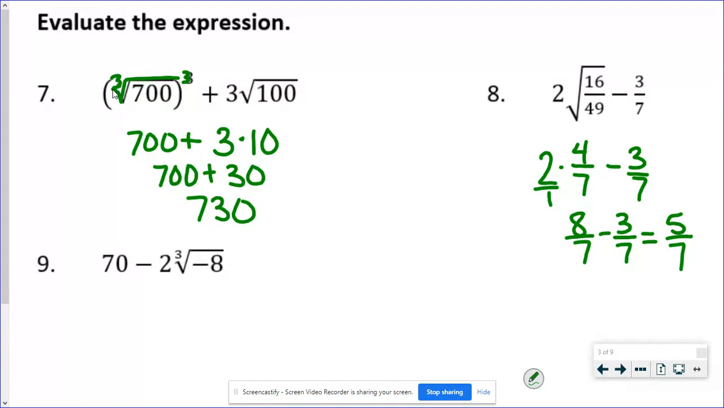In number 9, be careful, make sure that you follow order of operations. You can't do 70 minus 2 right now and get a 68, right? I'm gonna have to have 70 minus 2 times the cube root of negative 8. Remember, it's okay to get cube roots of negative numbers. That's going to be negative 2. So I would do a keep, change right there. So I'm going to have 70 plus negative 2 times negative 2 is 4. I get 74.